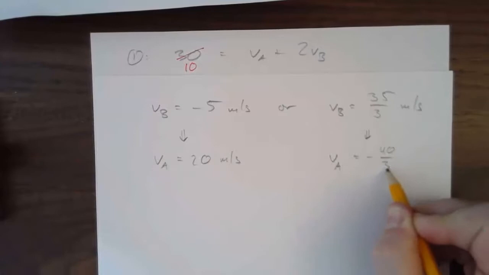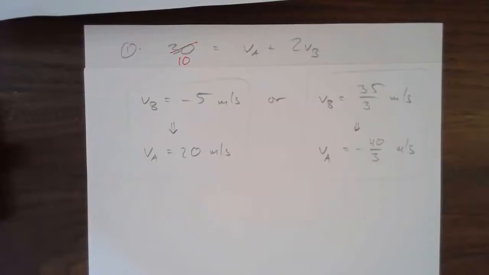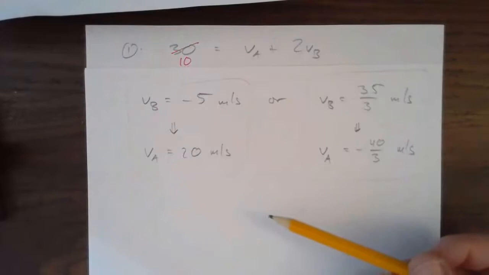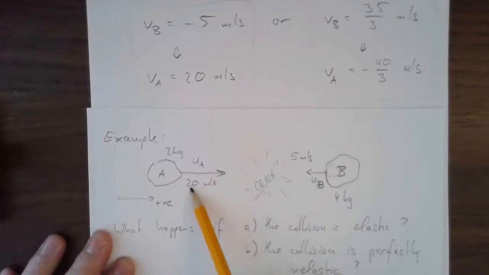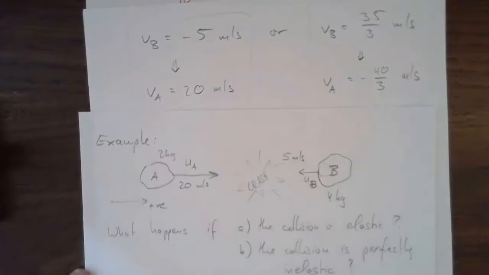Okay, so I've got two possibilities, right? Either it's like this, or it's like this. Now, what do you notice about this thing? You can double check that each of them satisfies momentum conservation and satisfies kinetic energy conservation. But, hey, look at those numbers. They're exactly our starting values. Plus 20 for A, minus 5 for B. So, in this case, it's like they haven't collided at all. They just pass through each other and continue just as they were.